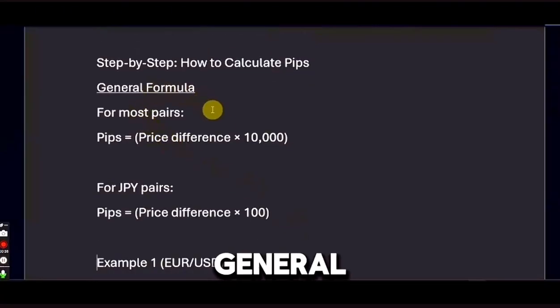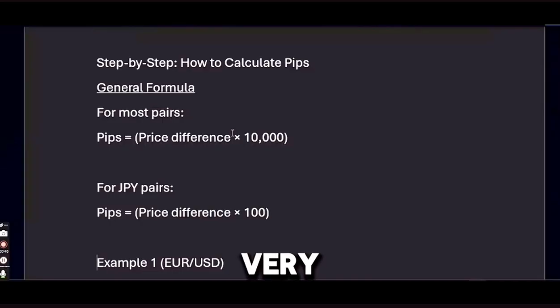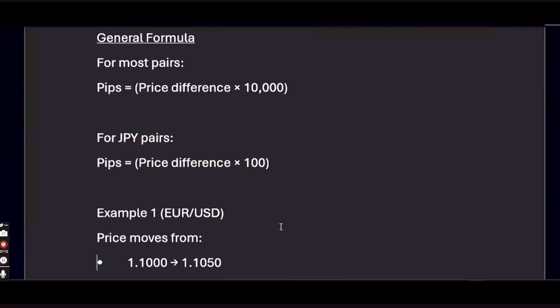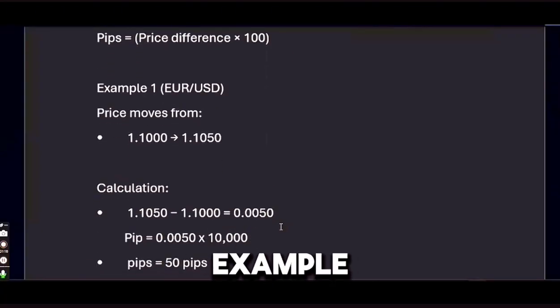Here is the general formula for calculating pips. Very easy and simple. For most pairs, pips equal the price difference multiplied by 10,000. And for JPY pairs, pips equal the price difference multiplied by 100. Let's use some pairs as an example to explain what we mean by this.